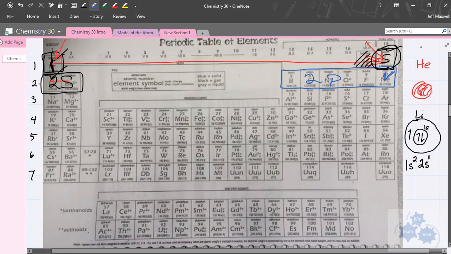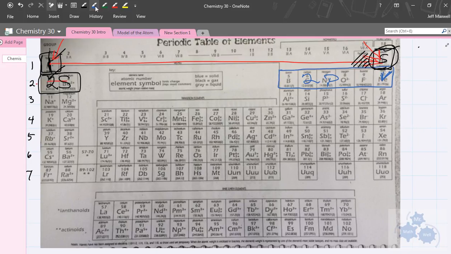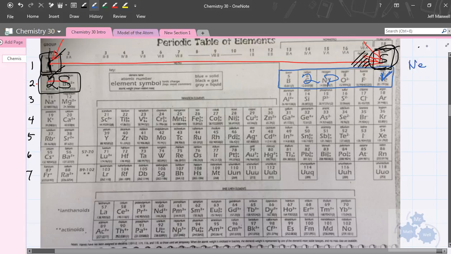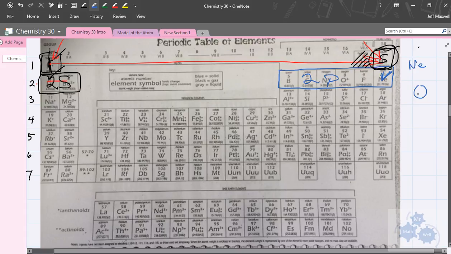I'm kind of running out of room a little bit, so I'm going to erase some of this stuff here. Let's say we look at neon. And what does it look like? Well, you start from the very beginning. It has 2 electrons in the 1s. Let's show that. 2 electrons in the 1s.